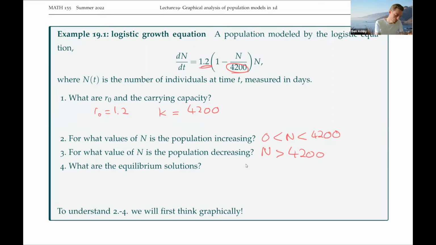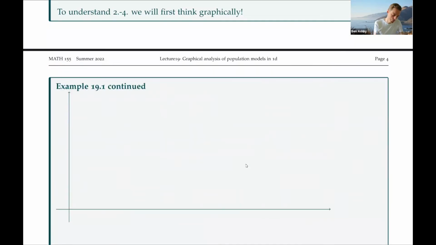So what can we tell are the equilibrium solutions? Well, if we start off with no individuals in the population, if N is equal to 0, then dN/dt is equal to 0, so there's no change, so that's an equilibrium. We also see that if N is equal to 4,200, if it's equal to the carrying capacity, then the term in the brackets is equal to 0. So again, dN/dt is equal to 0. So both of these are equilibria of our system.